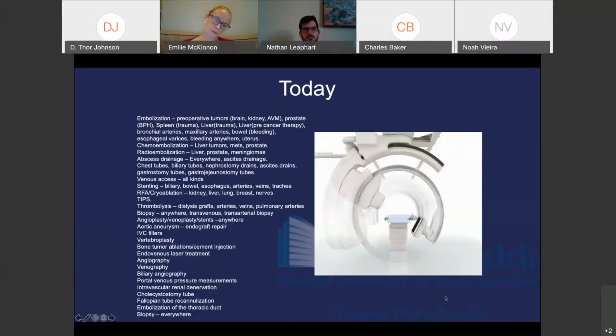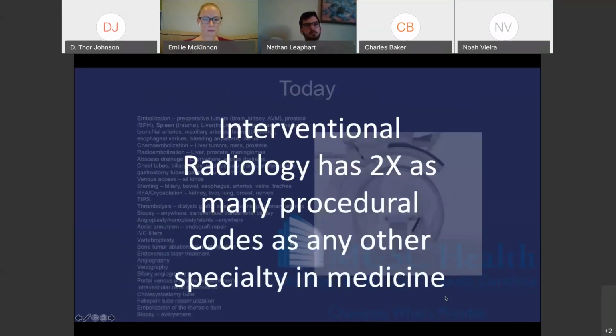There's people who just do vascular. There's people who just do oncology. There's people who just do pain. And so the specialty is so huge at this point, we actually have twice as many procedure codes as any other specialty in medicine. I don't know if you knew that, but it's actually true that we have twice as many procedural codes as the next specialty behind us.